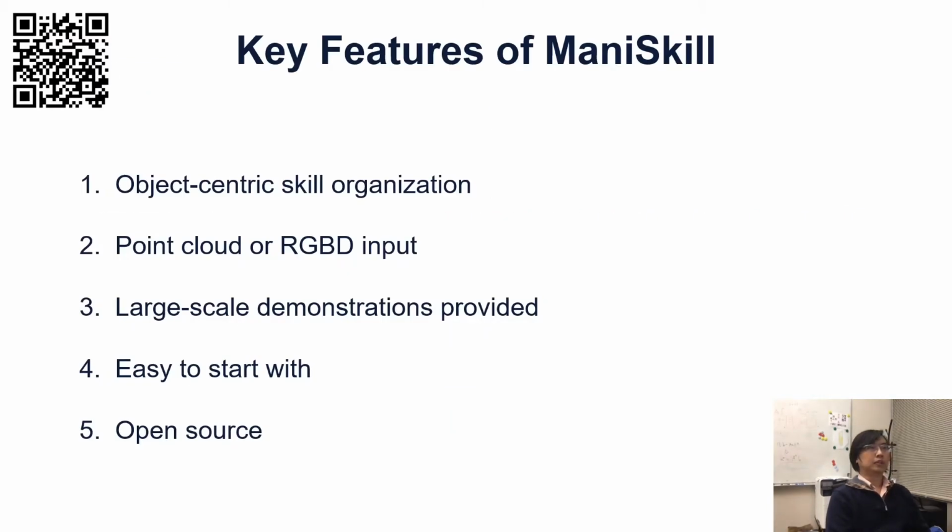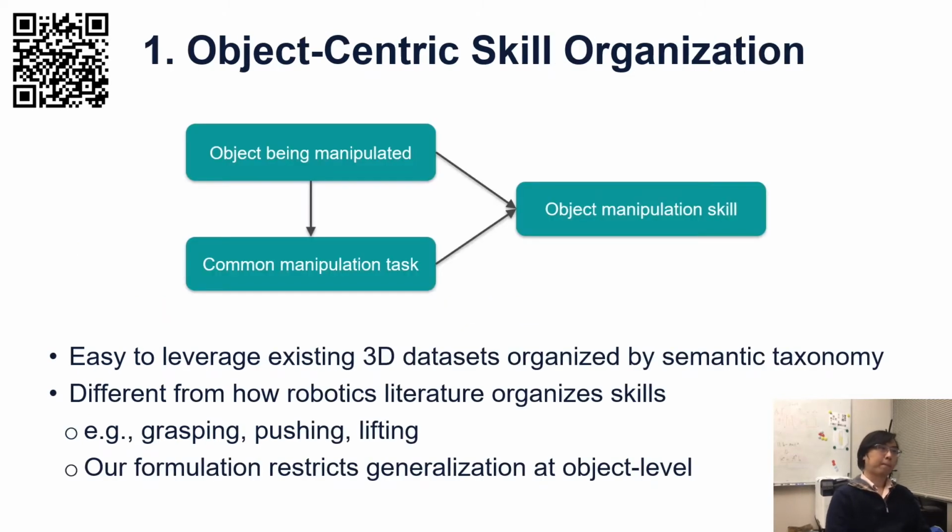Our manipulation skill challenge has 5 key features. It is object-centric. We promote object-level generalizability. The agent in the challenge needs to act based upon the 3D input in the form of point cloud or RGB images, and we provide large-scale demonstrations. And finally, the challenge is easy to get started for researchers, and we have open sourced all the resources. Next, let me give you more details.